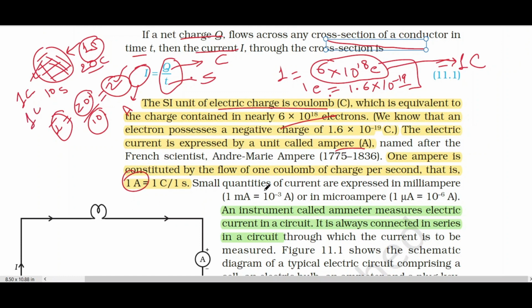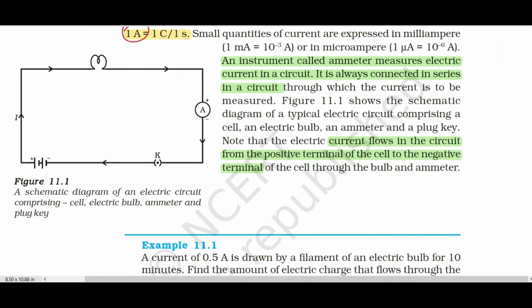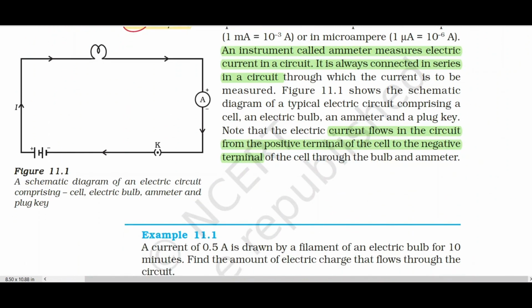ओके, small quantities of current are expressed in milliamperes, which is 10 to the power of minus 3 amperes, or microamperes, which is 10 to the power of minus 6 amperes. Okay, so how do you measure current? आप current नापते कैसे हैं? So an instrument called ammeter measures electric current in a circuit. It is always connected in series in a circuit.